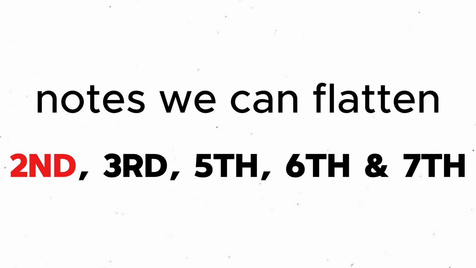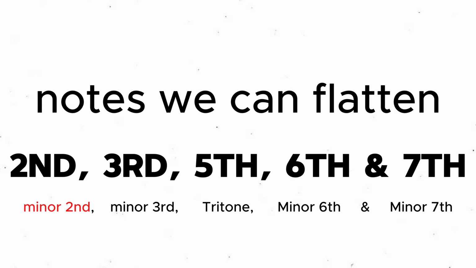The notes that can be flattened are the second, third, fifth, sixth, and the seventh. So that would give us a minor second, minor third, tritone, which is what we call the flat 5, or it could also be a sharp 4. Then we would have a minor sixth and a minor 7.